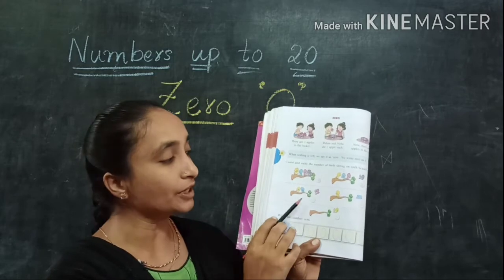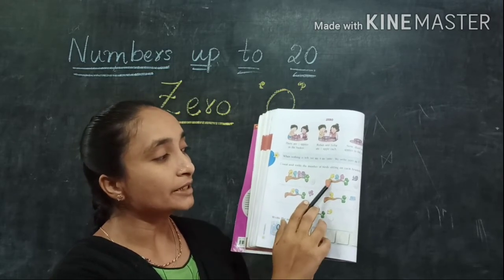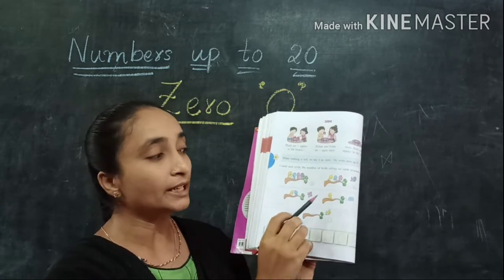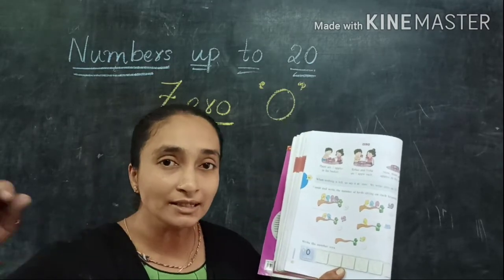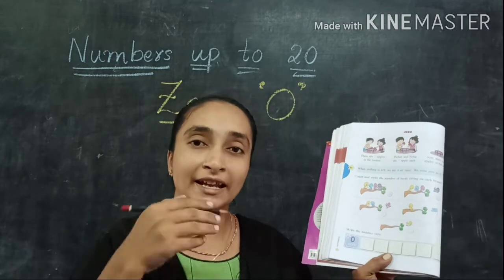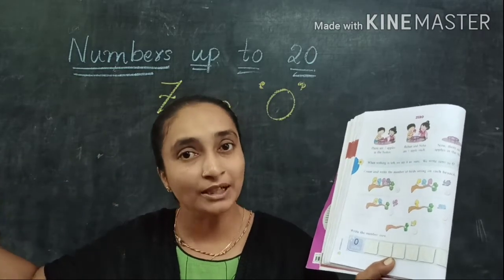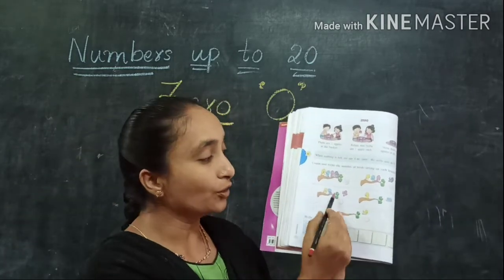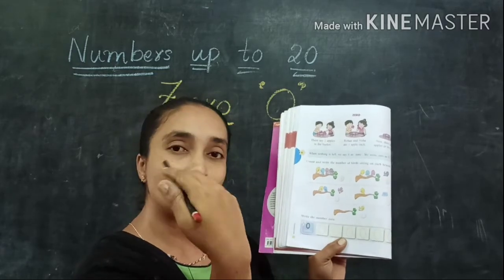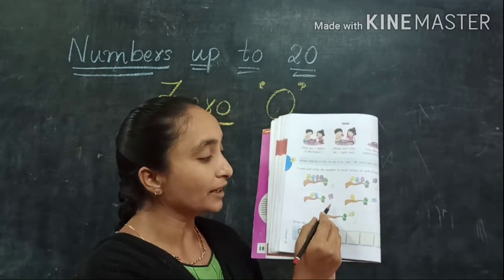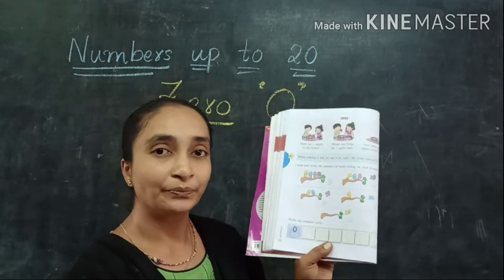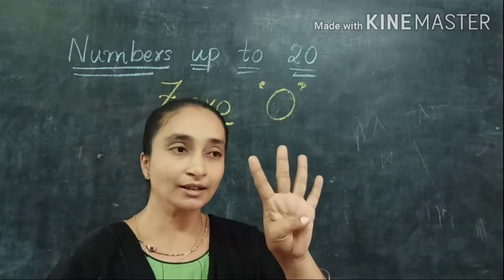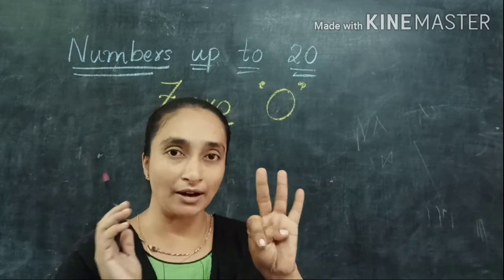So in the next picture here we can see 3 little dicky birds sitting on a branch and 1 little dicky bird flew away. In the next picture again 1 bird has flown away. So here the pink color bird has flown away. So here we can write the 2. Now remaining how many are there?